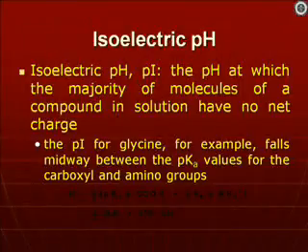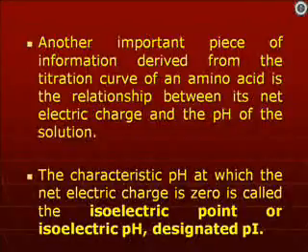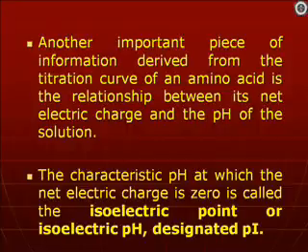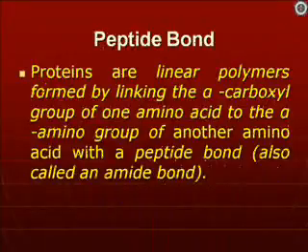For example, Pi for glycine is midway between the pKa and pKb values, and we can calculate the Pi values if we know the pKa and pKb values. Another piece of information derived from the titration curve of an amino acid is the relationship between its net electric charge and the pH of the solution. The characteristic pH at which the net electric charge is 0 is called the isoelectric point or pH, or it is also designated as Pi.